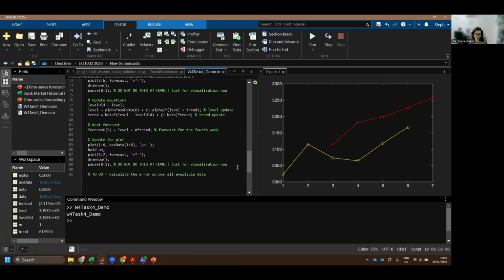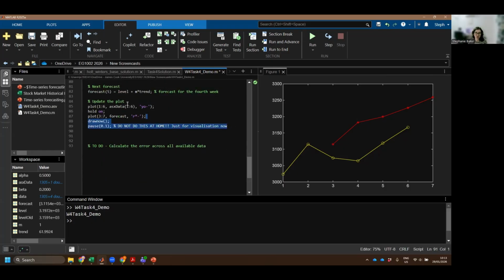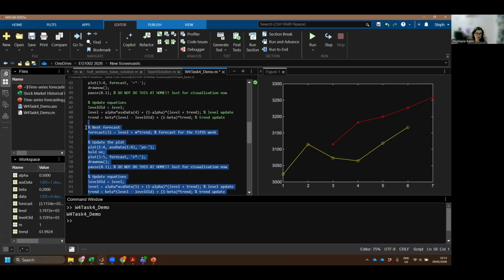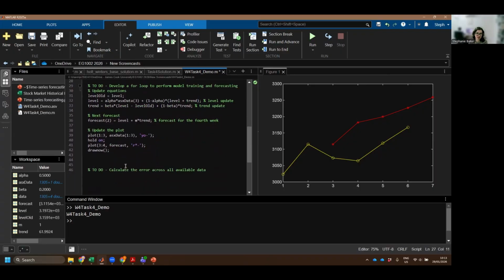So that's getting started. What's your task now? Your task is to actually take that further and complete the full task. So I'm going to get rid of all of this really rubbish code that I just wrote by copying and pasting, because like I said, that is not the way you want to do it at home. You also don't want to be using pauses, so you can get rid of those now as well. But your next steps are going to firstly include turning that into a for loop. So use a for loop to repeatedly update level and trend and produce the next forecast and update the animated plot.